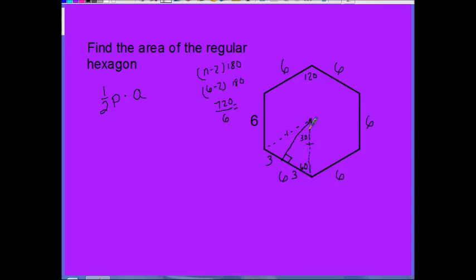I need my apothem, that height. If across from my 30 is 3, across from my 60 is going to be 3 square root 3. So here we go, plugging it in. 1/2 the perimeter. We have 6 sides of 6, giving me 36, times my apothem, 3 root 3. Half of 36 is going to end up giving me 18. 18 times 3 root 3 is 54 root 3 square units.